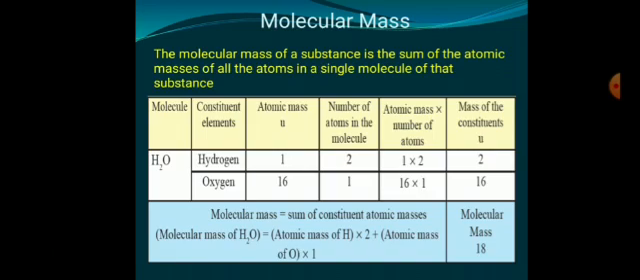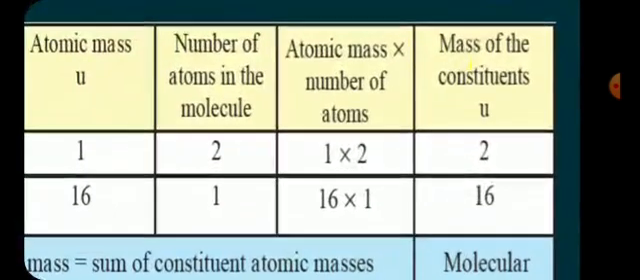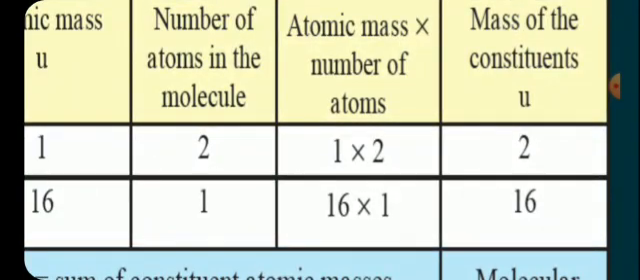Atomic mass of hydrogen is 1, it is multiplied by number of atoms 2. Then for oxygen atomic mass is 16 multiplied by number of atom 1. 1 multiplied by 2 is 2 and 16 multiplied by 1 is 16.